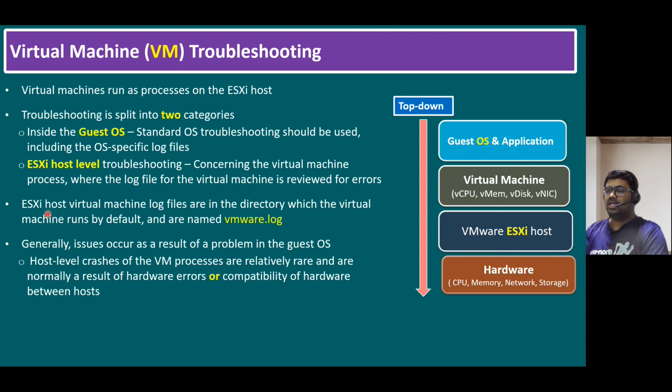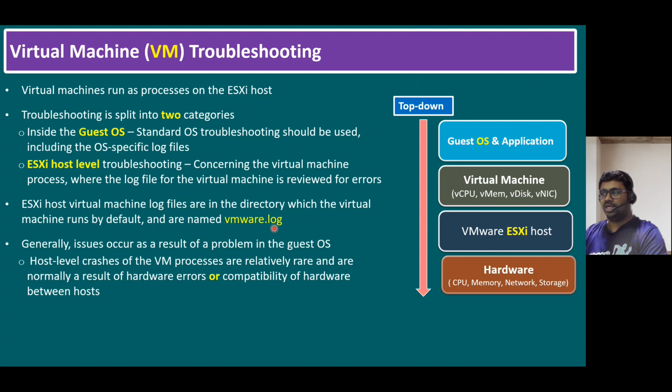Another method is ESXi host virtual machine log files, which are in the directory where the virtual machine runs by default. Every virtual machine is stored in data stores associated with an ESXi host. Most of the time data stores can be a shared data store. Within the data store, every virtual machine has one virtual machine directory. Let's say we have VM1 and VM2: VM1 has a separate folder, VM2 has a separate folder. Every virtual machine has a log file, called vmware.log. All the virtual machine's events, tasks, and information are stored in the vmware.log file.